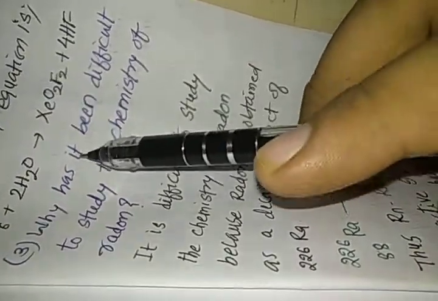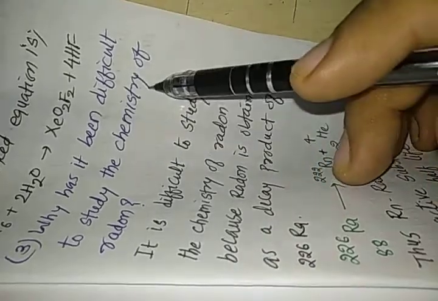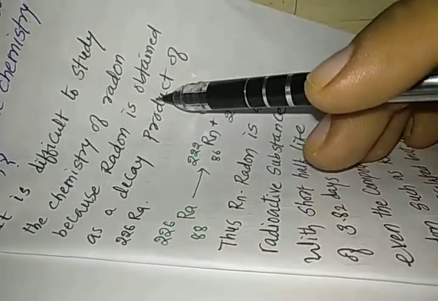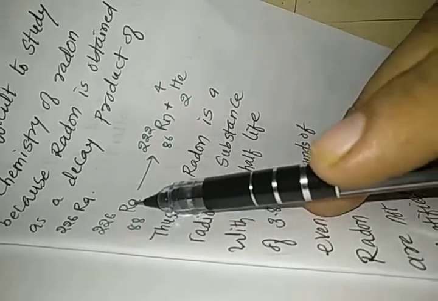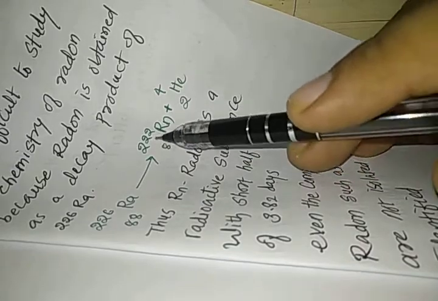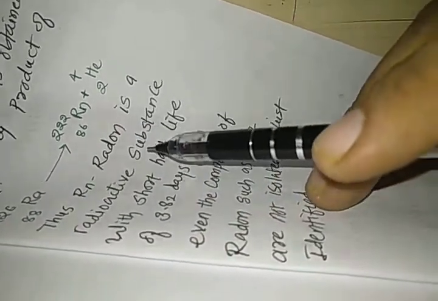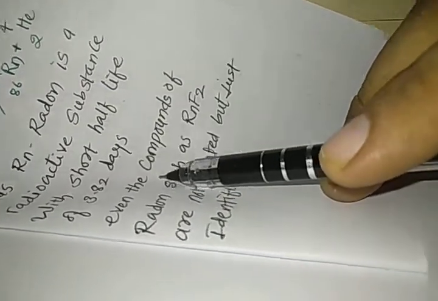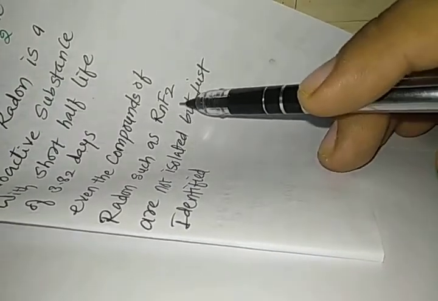Then the next question is, why has it been difficult to study the chemistry of radon? It is difficult to study the chemistry of radon because radon is obtained as a decay product of radium-226. Radium-226 releases an alpha particle and produces radon-222. Thus, radon is a radioactive substance with a short half-life of 3.82 days. Even the compounds of radon, such as radon difluoride, are not isolated but just identified, and that is why it is difficult to study the chemistry of radon in detail.